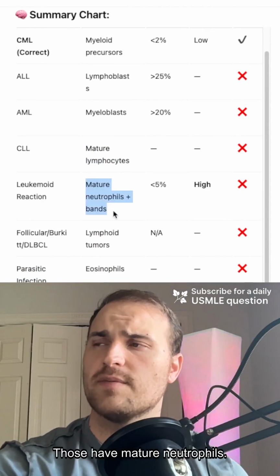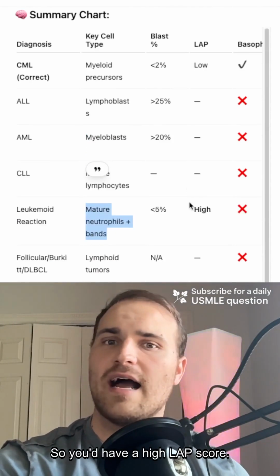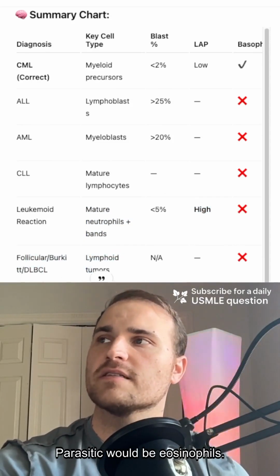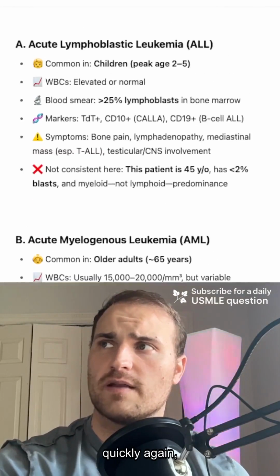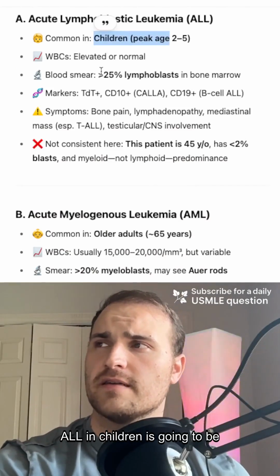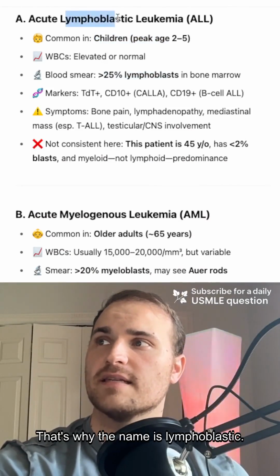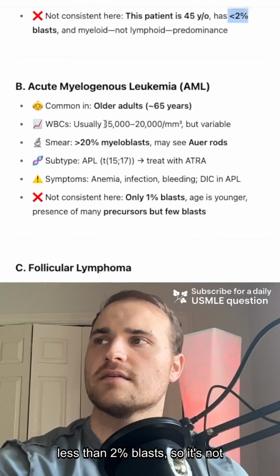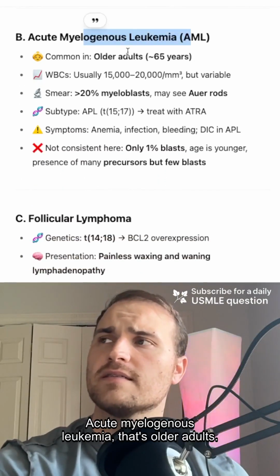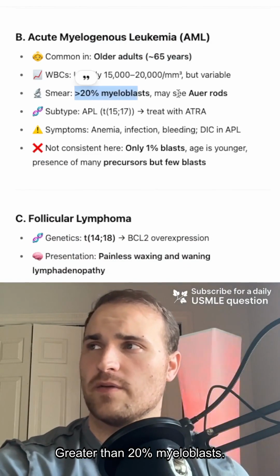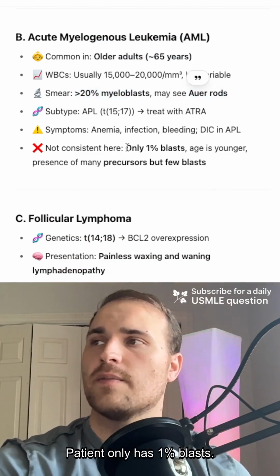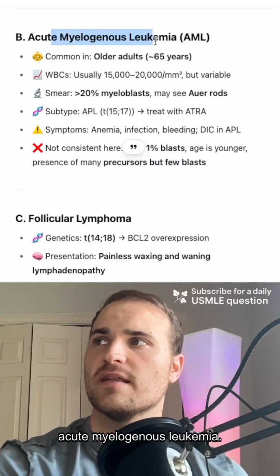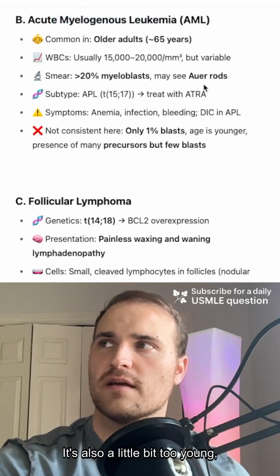Leukemoid reactions, those have mature neutrophils. So you'd have a high LAP. Follicular, that's a lymphoid tumor. Parasitic would be eosinophils. So just to run through these real quickly again. ALL in children, and it's going to be lymphoblastic. That's what the name is, lymphoblastic. So in our patient who's like 45, less than 2% blasts. So it's not it. Acute myelogenous leukemia, that's older adults, greater than 20% myeloblasts, and also you could see Auer rods. The patient only has 1% blasts, and so there aren't enough blasts for it to be acute myelogenous leukemia. It's also a little bit too young, even at 45.